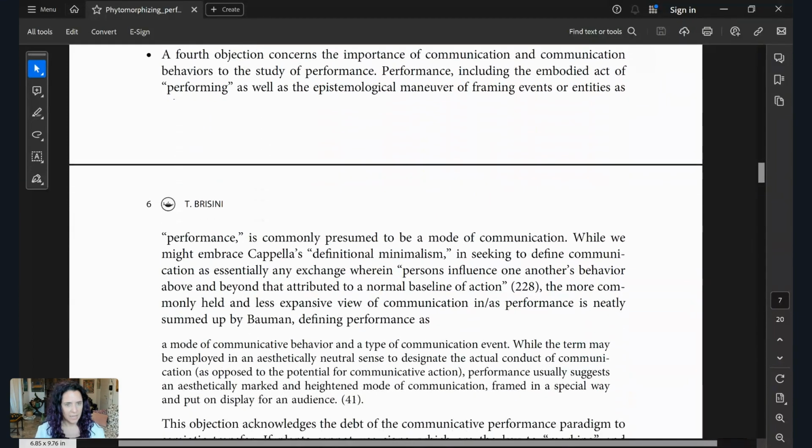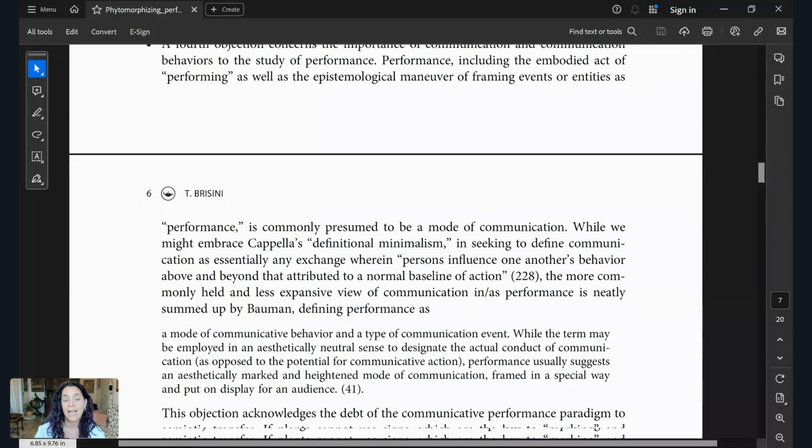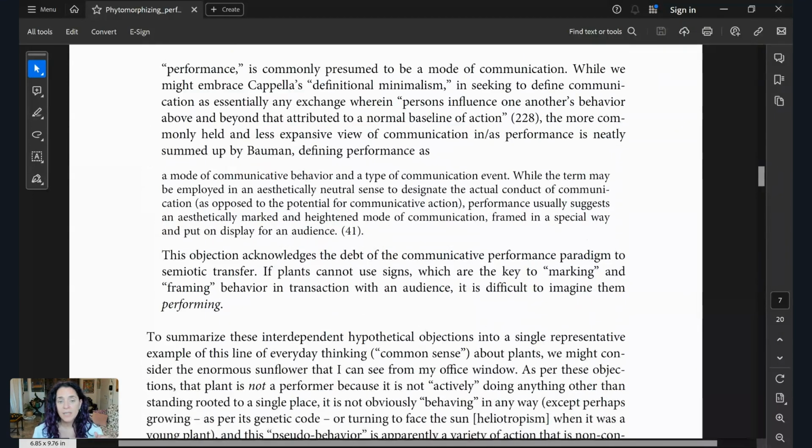I have to remember that he's bringing forth the objections, and he's bringing them forth very clearly, I have to say. The fourth objection concerns the importance of communication and communication behaviors to the study of performance. Performance, including the embodied act of performing, as well as the epistemological maneuver of framing events or entities as performance, is commonly presumed to be a mode of communication.